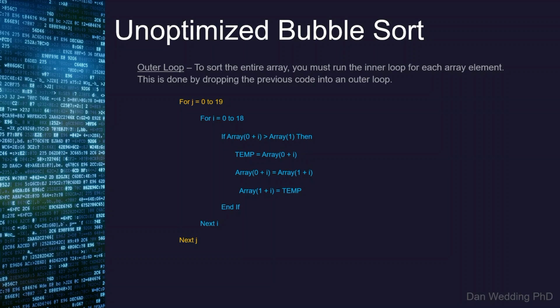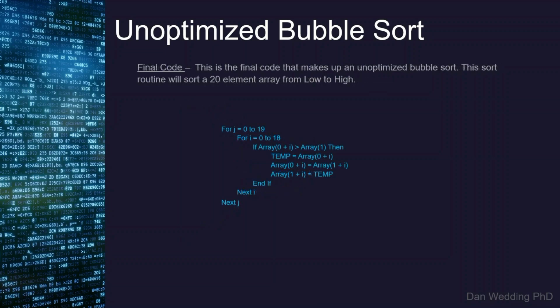To sort the entire array, you must run the inner loop for each array element. This is done by dropping the previous code into an outer loop. This is the final code that makes up an unoptimized bubble sort. This sort routine will sort a 20-element array from low to high.